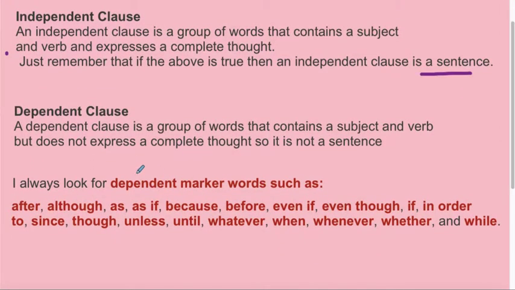When I am trying to decide if it's a dependent clause, if I'm unsure, I look for what they call dependent marker words. These are words that we have gone over, like after, although, as if, because, whatever, whenever. If I see them, they basically tell me I've got a dependent clause. So I definitely think about that. All right, so why is that important?